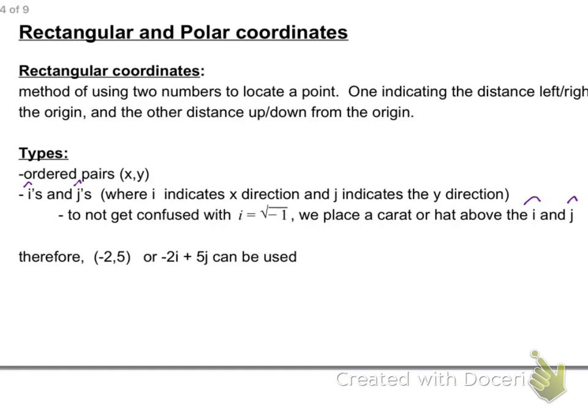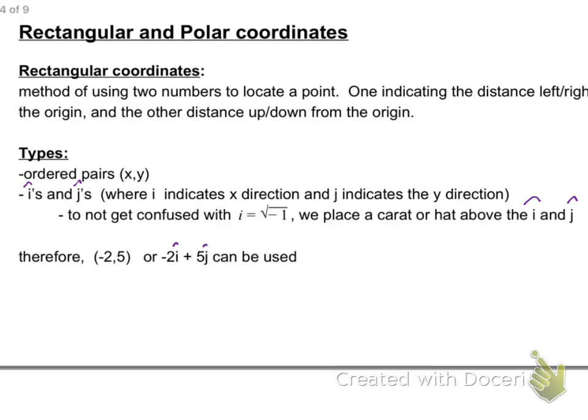Okay? So again, we'll get to polar next. In rectangular form, we have two versions. You have your ordered pair, x, y, and you have i hat and j hat. And the really cool thing about the i hat and j hat is they have the i's and the j's there, so you know it's rectangular form. So, an example is negative 2 comma 5.